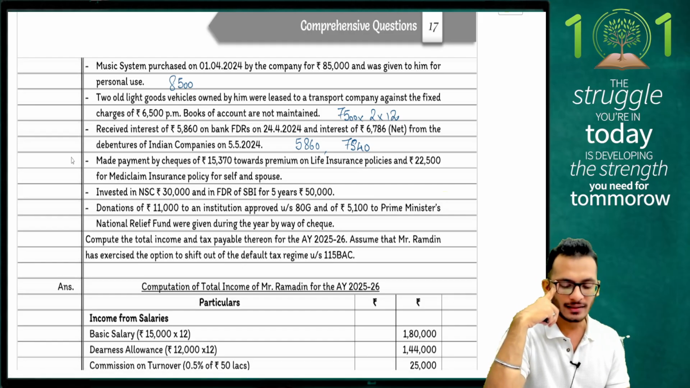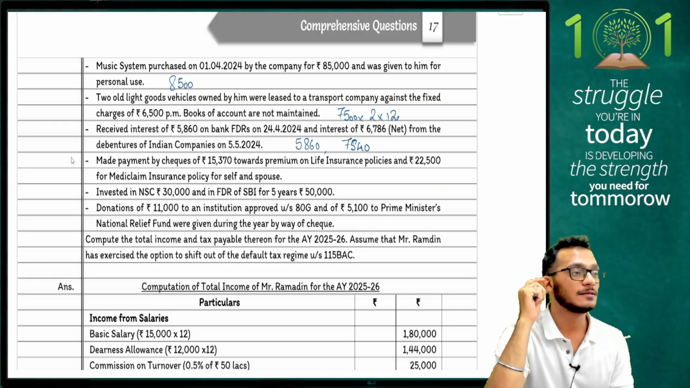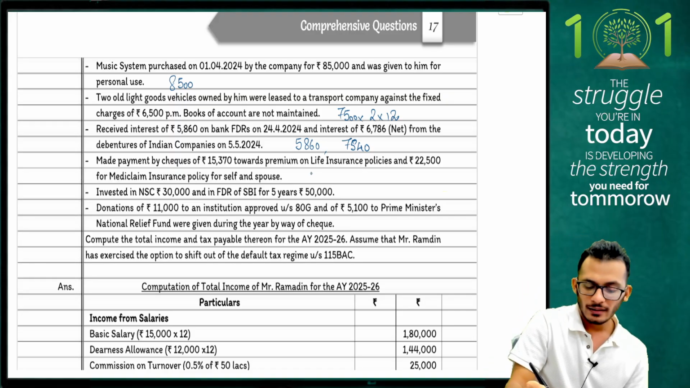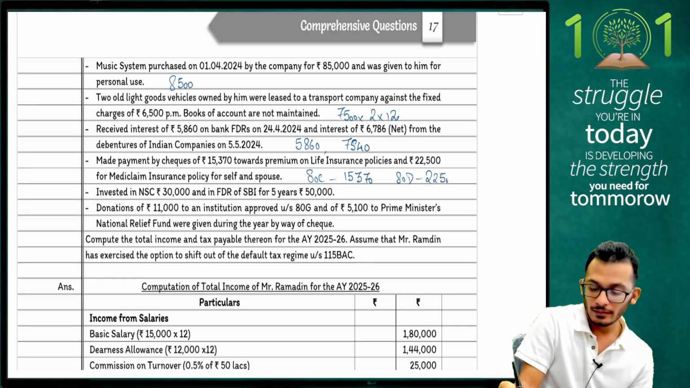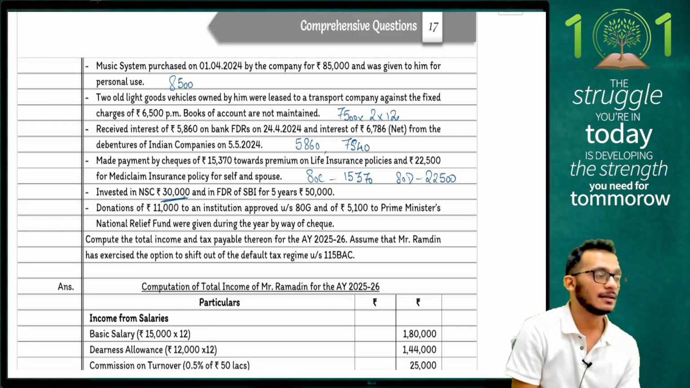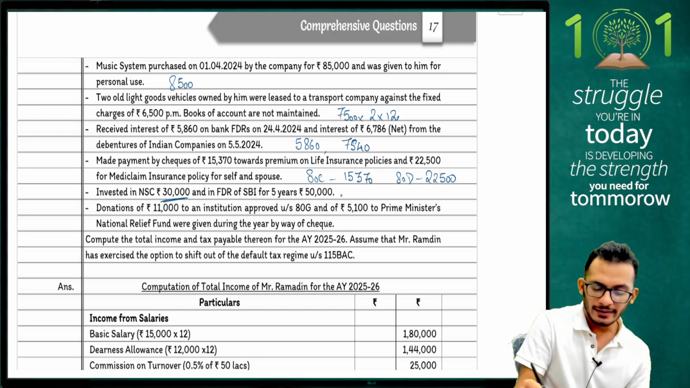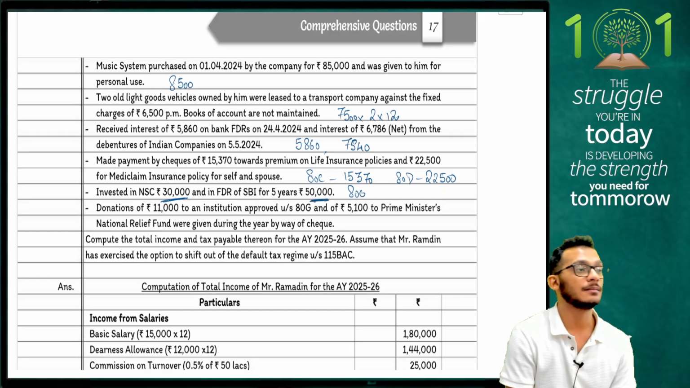Next. I have made a payment by check of 15,370 towards their life insurance policy premium and 22,000 for medical insurance policy premium of self and spouse. 80C is 15,370. 80D is 22,000. The person has invested in NSC 30,000 rupees, 80C. He has also invested in FDR for 5 years 50,000.